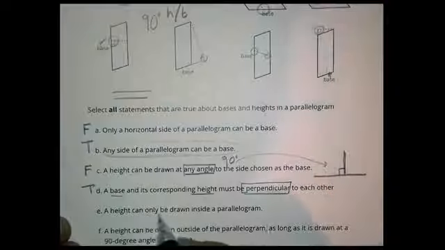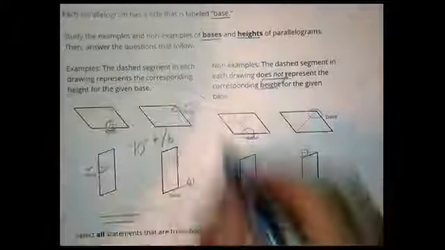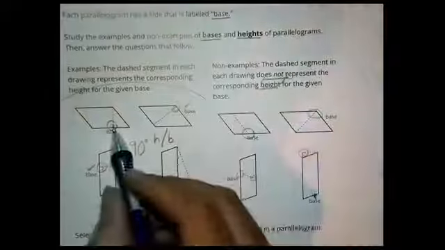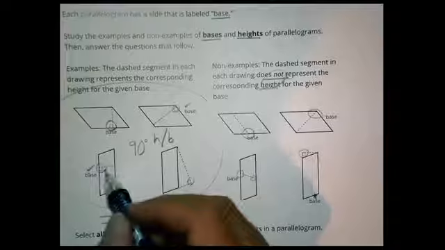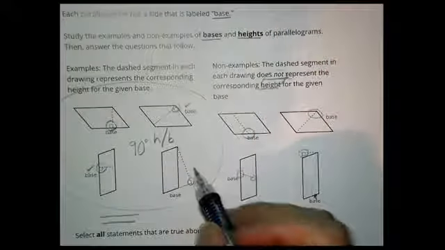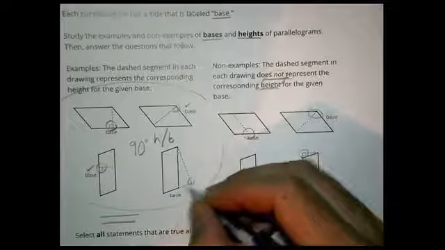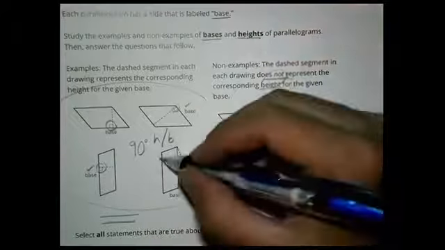A height can only be drawn inside a parallelogram. Now let's take a look at our examples here. These are examples that all work. That's inside, inside, inside, outside. So I guess the answer to that would be false. We can actually have a height on the outside. And remember, that's going to work because why?